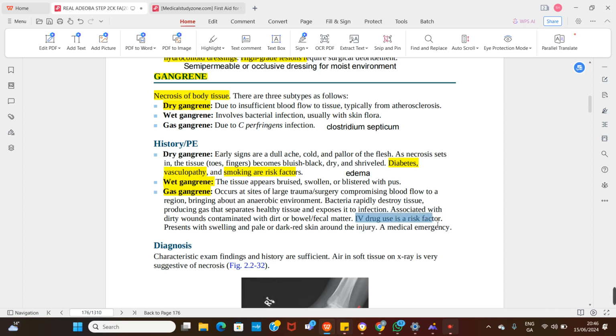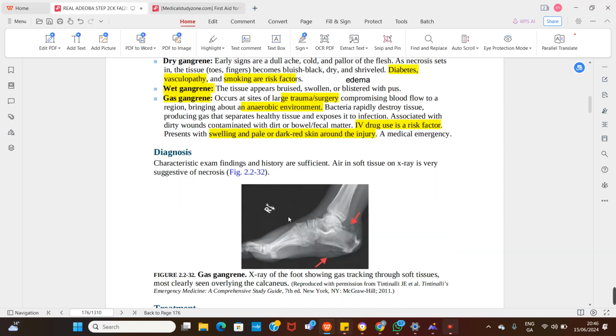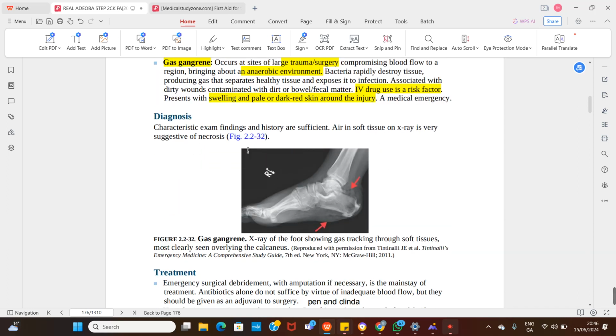So IV drug use is another risk factor. It can cause a trauma to the skin, allowing introduction of the bacteria, right? So don't forget the swelling, the dark red skin around the site of the injury, and the anaerobic environment, which usually follows trauma and surgery. Don't forget that. So sometimes your diagnosis is usually clinical.